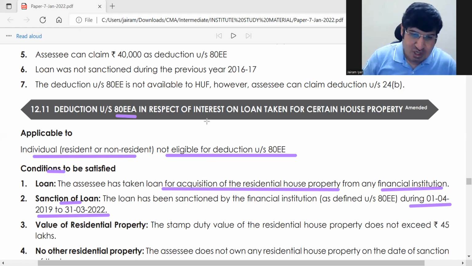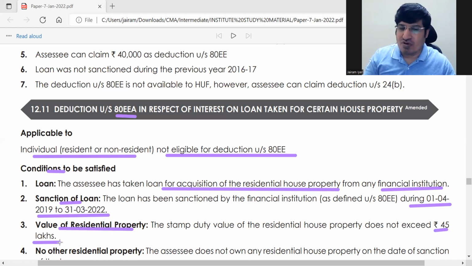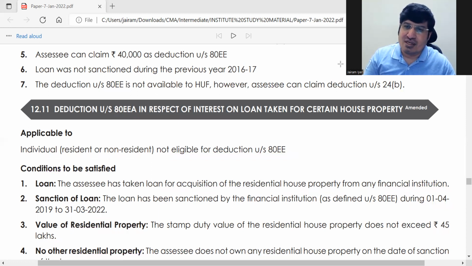Okay. Right. And then there you had been given amount of loan, correct? Amount of loan 35 lakhs was there. Here there is no amount of loan. You have straight away value of residential property, which is up to 45 lakhs. No amount of loan has been given. Okay. So you don't have to see the amount of loan. And no other residential property on the date of sanction of the loan. Everything, as I said, is all same. All conditions are same.